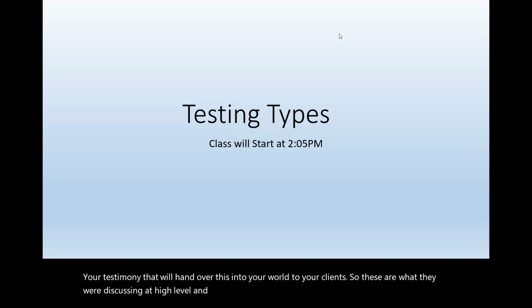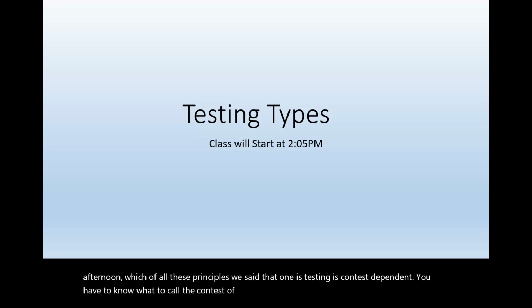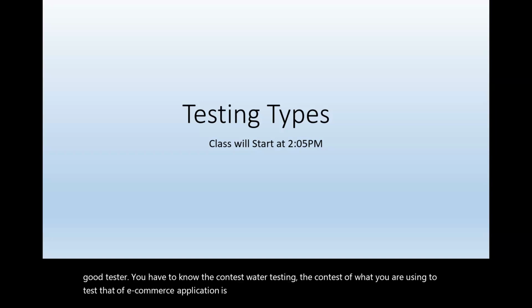And then we went over the 7 principles of software testing. We said that one is that testing is context dependent. You have to know the context of what you are testing. The platform: if you don't know the platform of what you are testing, you will not be a good tester. The context of what you use to test an e-commerce application is different from that of a banking application. We say testing is context dependent.